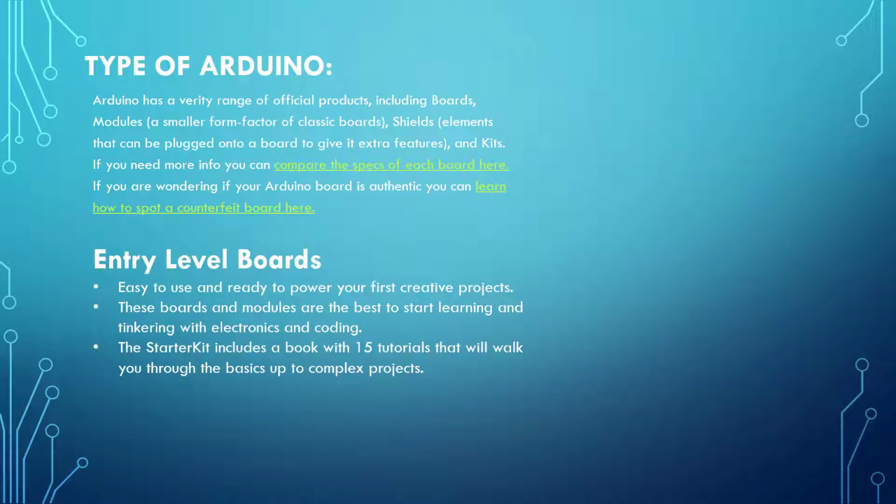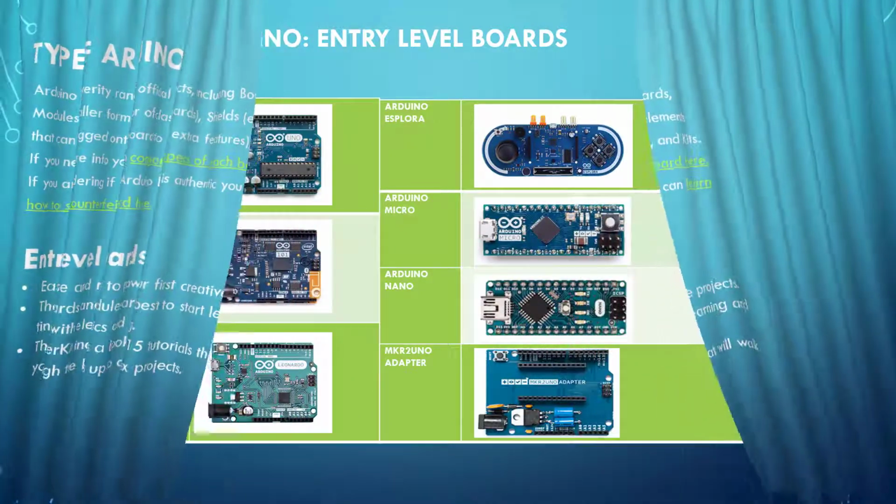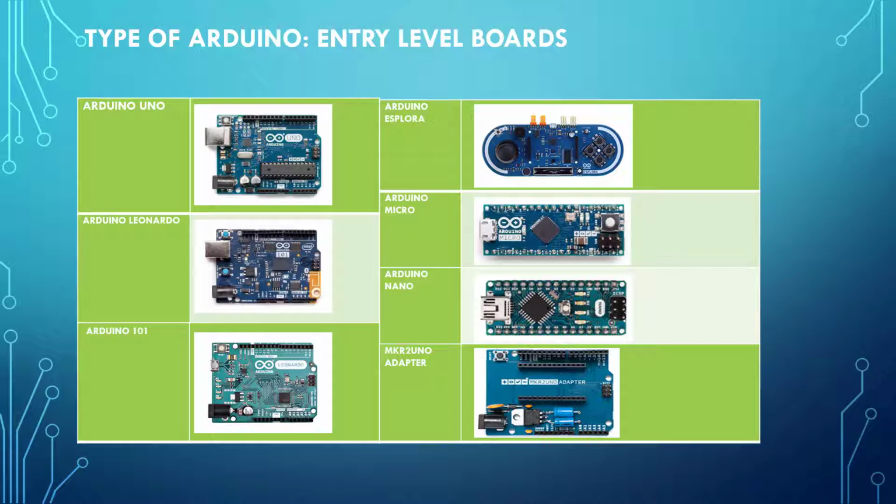The first category is entry-level boards. These boards are easy to use and power your first projects. The boards and models are the best to start learning. The starter kit includes a book of 15 tutorials that will walk you through the basics to the complex projects. These are the entry-level boards: Arduino Uno, Arduino Leonardo, Arduino 101, Arduino Explorer, Arduino Micro.